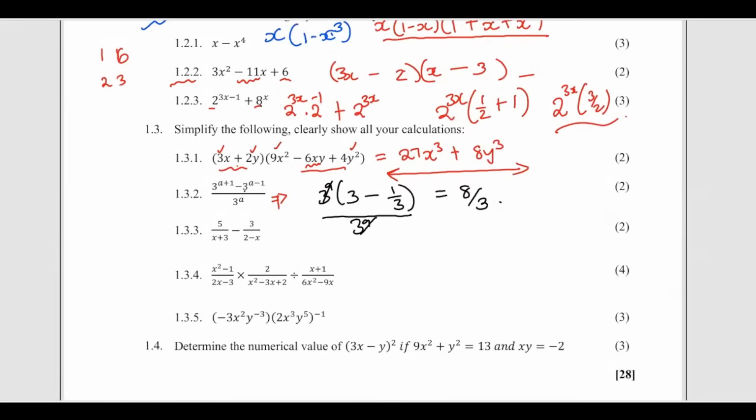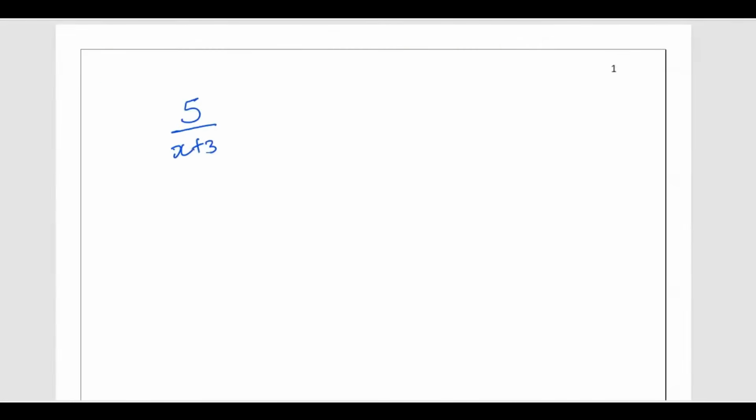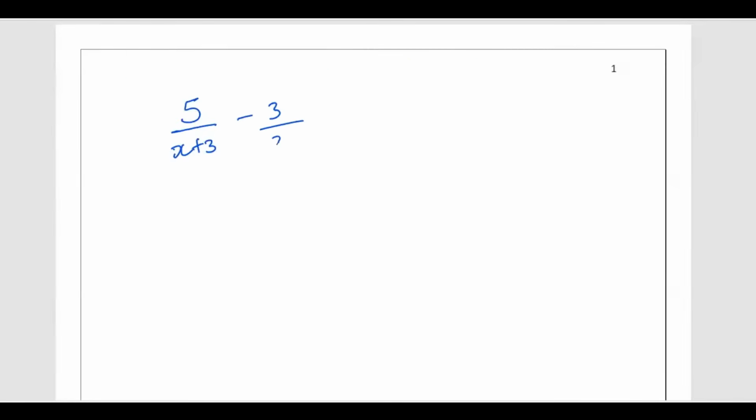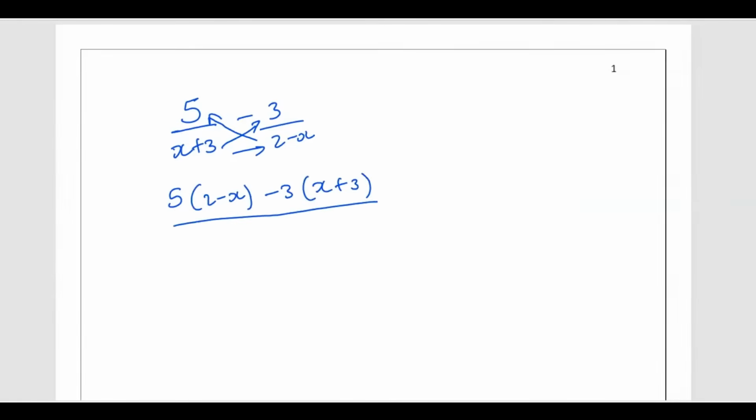They're telling us 5 over x plus 3, and then we are subtracting 3 over 2 minus x. So let's use the butterfly, or some people call it the crisscross. Okay, so it's going to be 5 into 2 minus x, minus 3 into x plus 3. We are dividing it by x plus 3 and then 2 minus x.